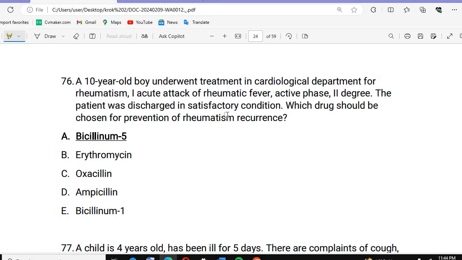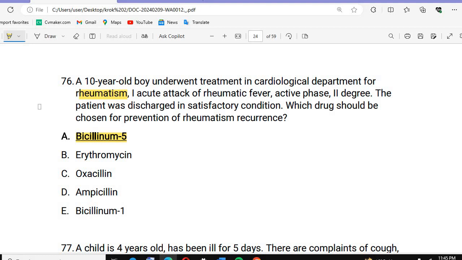A 10-year-old boy underwent treatment in the cardiology department for rheumatism. If there are any rheumatism conditions, I told you that benzathine penicillin will be used for prevention. Acute attack of rheumatic fever, active phase, degree 2. The patient will be discharged in satisfactory condition. What drugs should be chosen for the prevention of rheumatism recurrence?